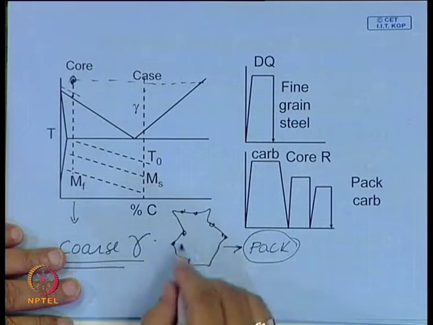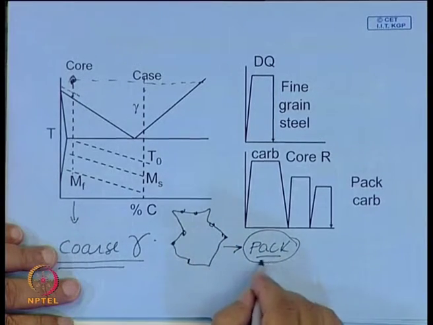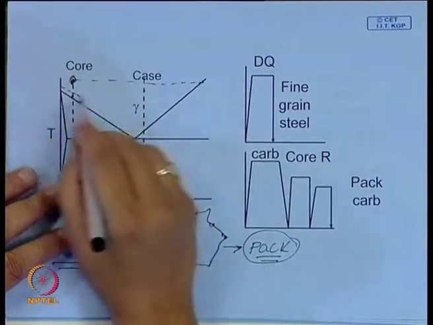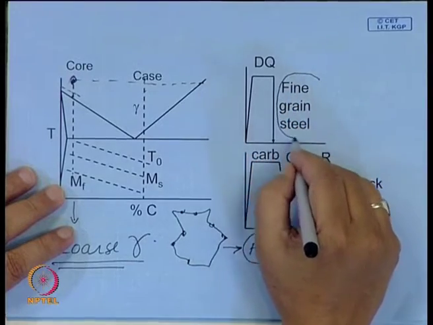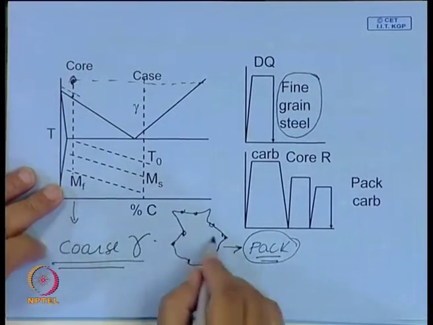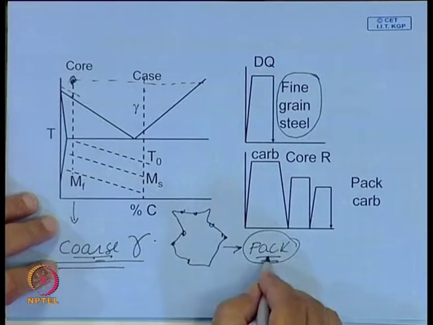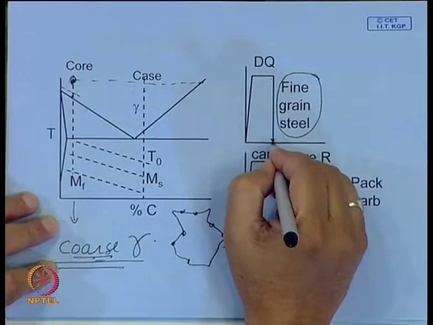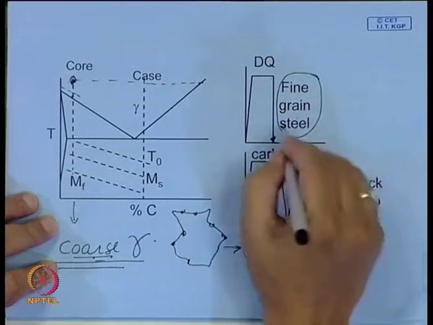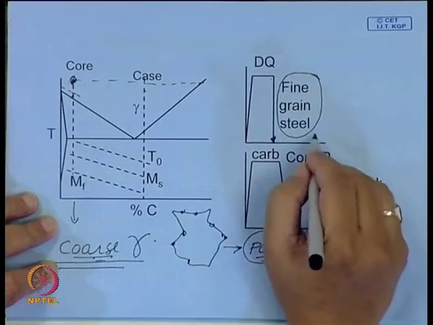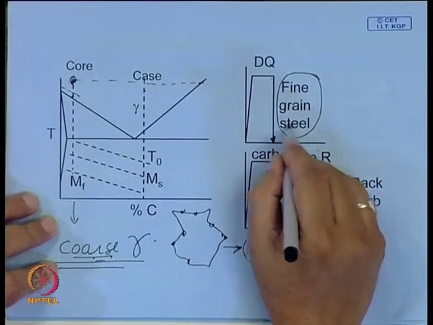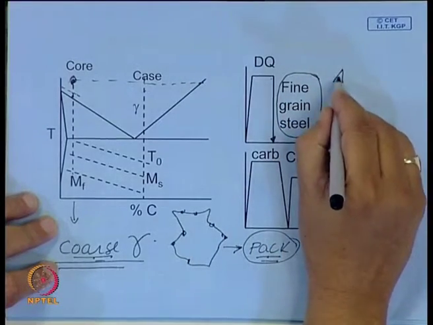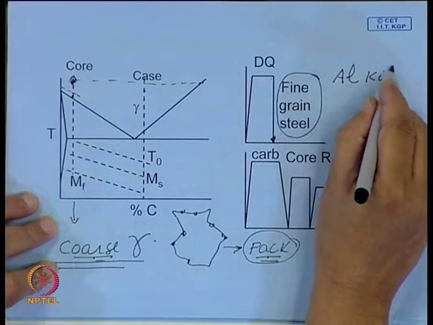So, pack carburizing needs a very complicated heat treatment sequence, but in the case of liquid carburizing or gas carburizing, there is a possibility that if the steel is fine grain, then such coarse grain will not develop as it does in pack carburizing. There you can quench directly and save a lot of subsequent heating treatment, and after that you just temper and use. So, this is possible in fine grain steel, usually aluminum killed steel.